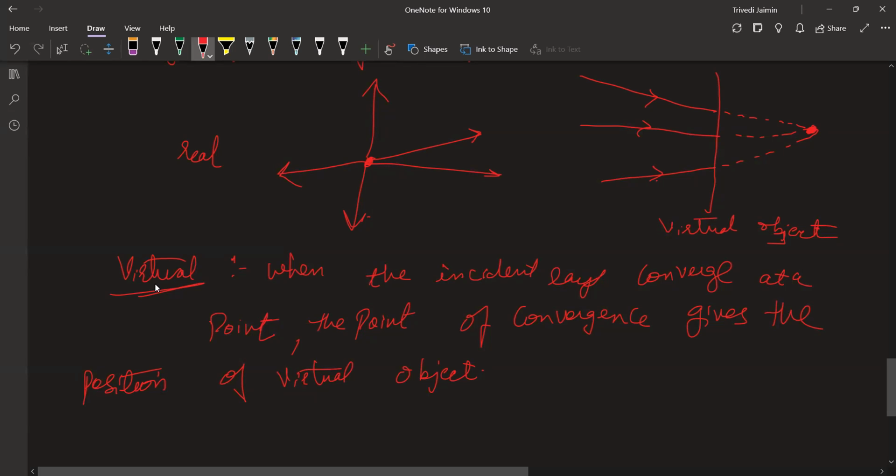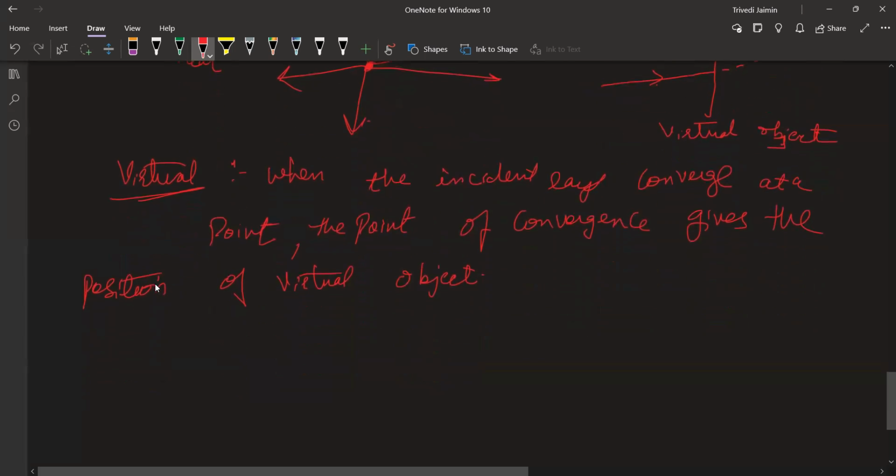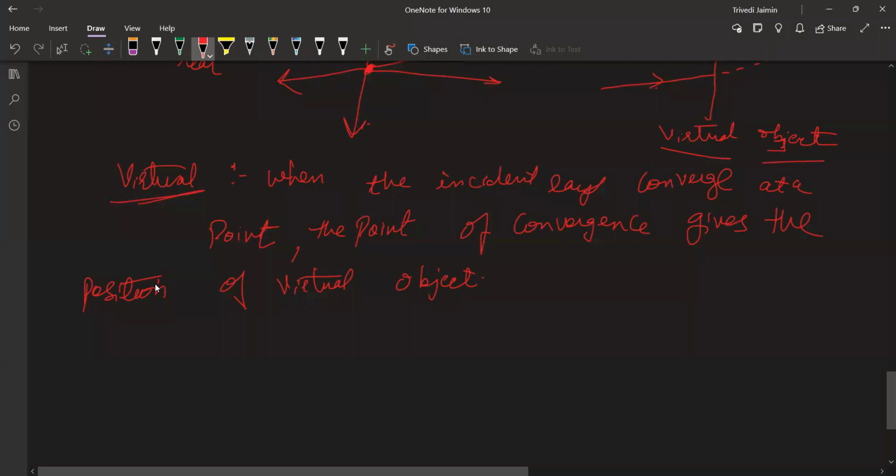Actually, we cannot see the virtual object, because the rays converge this way. We can only see by diverging rays, like some rays striking and going back. Converging rays we cannot see. It's not possible for the human eye. Maybe possible for some animal, we don't know. But for the human eye, it's not possible.